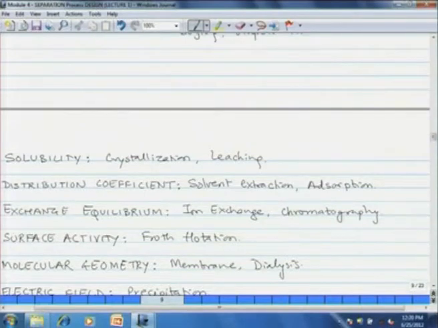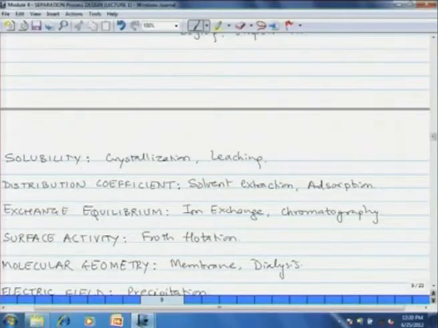Then the distribution coefficient. When a particular reaction mixture is contacted with a solvent, then not all of the components that are initially present in the reaction mixture have equal affinity or solubility in the solvent which is contacted. So, some components get selectively solubilized or diffused to the second phase that is added, that is a solvent, and this helps us in achieving some separation between the components. So, the distribution coefficient or partitioning coefficient is the basis for design of the process of solvent extraction and adsorption.